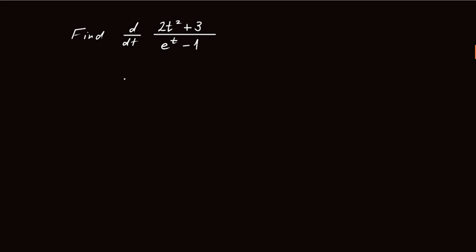Let's see another example. Find the derivative of 2t squared plus 3 divided by e to the t minus 1. So in this case, my numerator f is 2t squared plus 3, and my denominator g is e to the t minus 1. My formula again is the derivative of f over g is going to be equal to g f prime minus f g prime divided by g squared. Okay, so let's apply that formula in this case, and we get, as a derivative, e to the t minus 1, that's our g here.